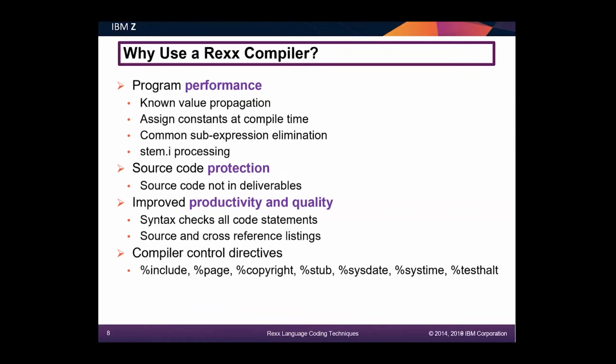code is actually executed. If you use the compiler, on the other hand, then you're going to have much better productivity and quality because all of that syntax checking is done for you right up front. And then, of course, there's other directives you can use with the compiler. So if you wanted to include the date, copyright information, et cetera, you can use those as well with the compiler.